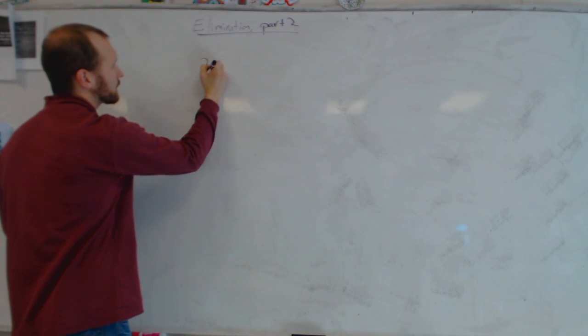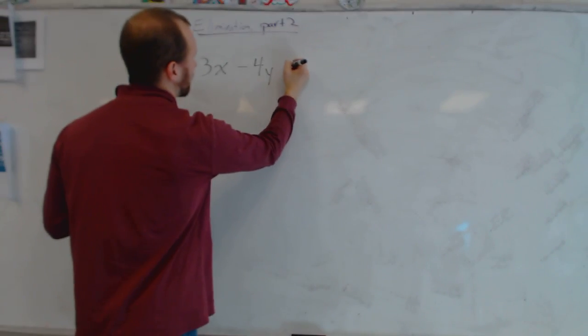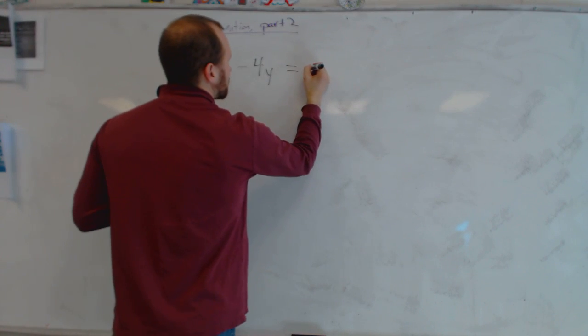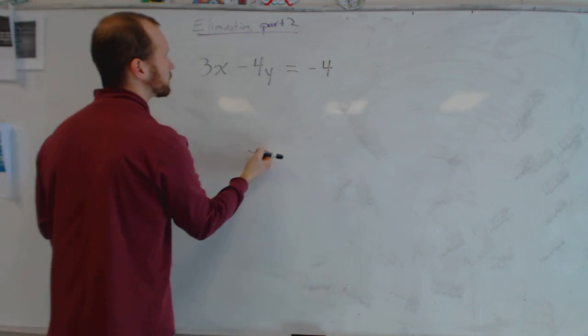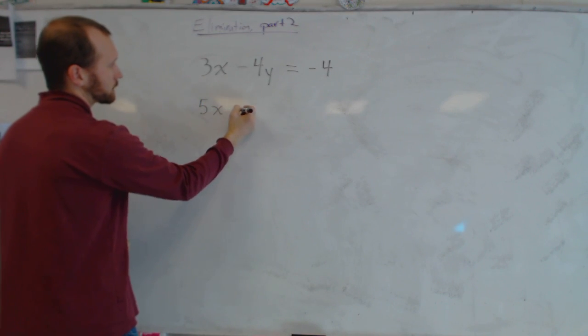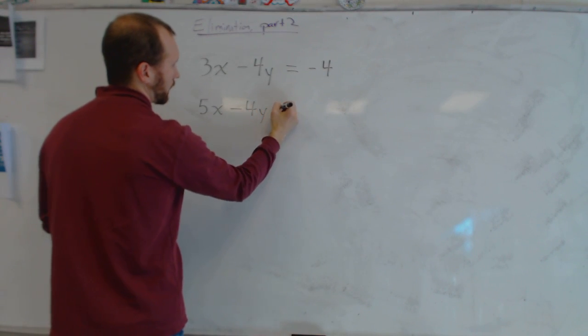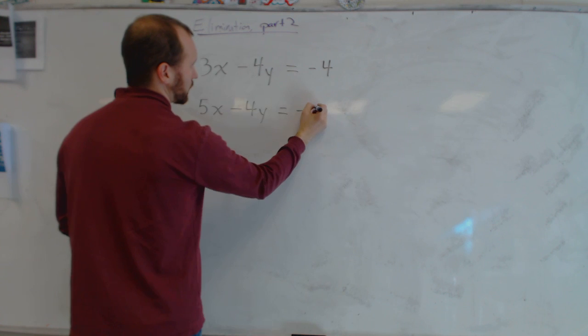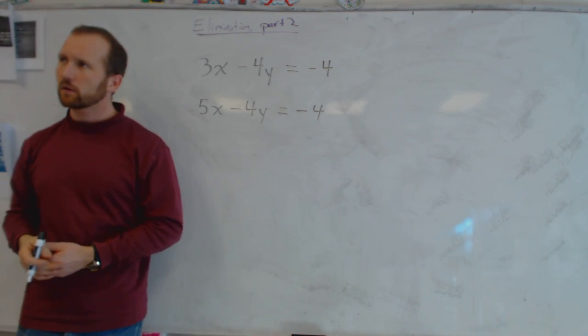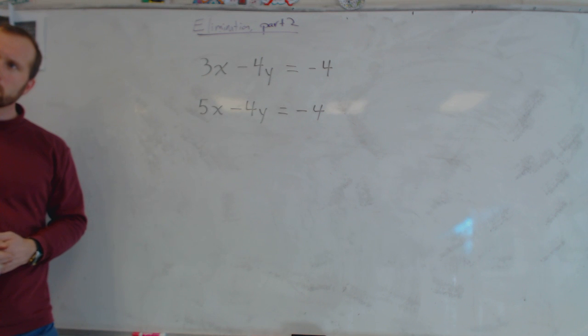So let's say I had something like this: 3x minus 4y equals negative 4, and then 5x minus 4y equals negative 4. Multiply by negative 1, will that work? Yeah, it will, because I have both negatives now. If I make one of them positive, they'll eliminate. You make the first one positive, wouldn't you? Sure, so let's multiply this one times negative 1.